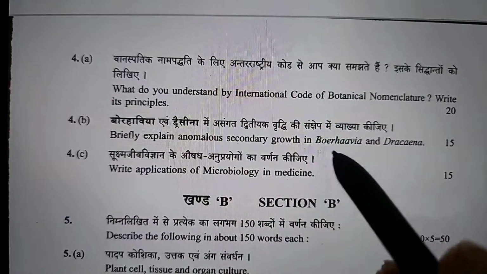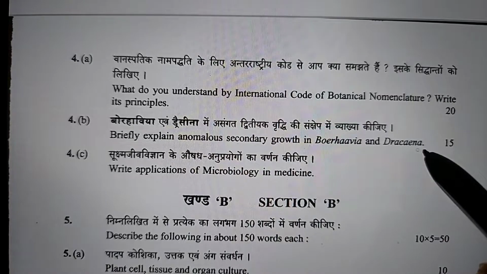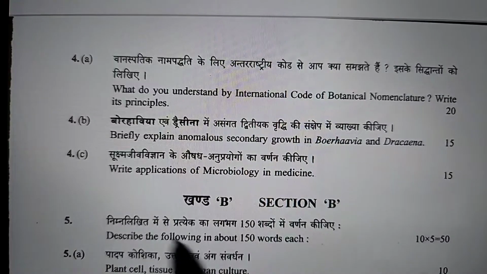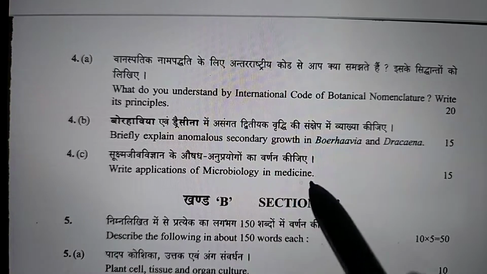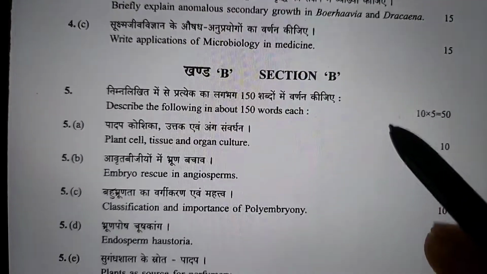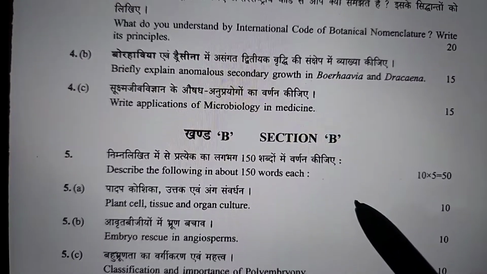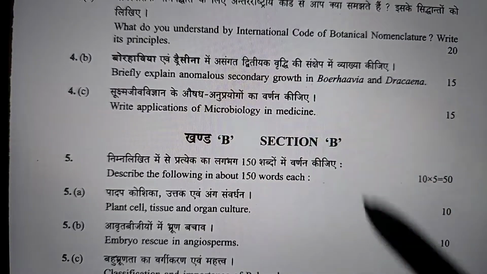anomalous secondary growth in Boerhavia and Dracaena. It is 15 marks. C is: write applications of microbiology in medicine. This one is 15 marks also. This total, questions 1, 2, 3, 4, is Section A.